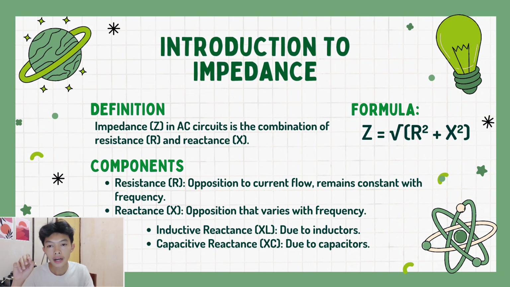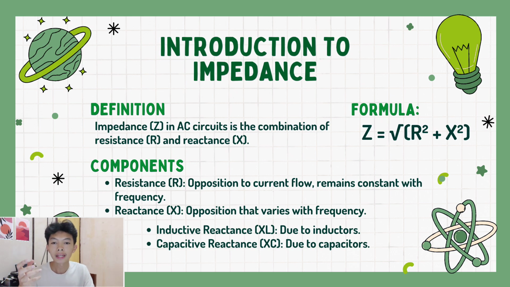In contrast, reactance, represented as X, is a special type of resistance that changes with the speed of electricity. There are two kinds of reactance. The first one is inductive reactance, which comes from coils of wire called inductors. And the second one is capacitive reactance, which comes from things called capacitors.